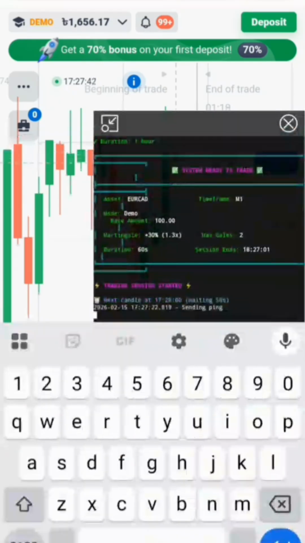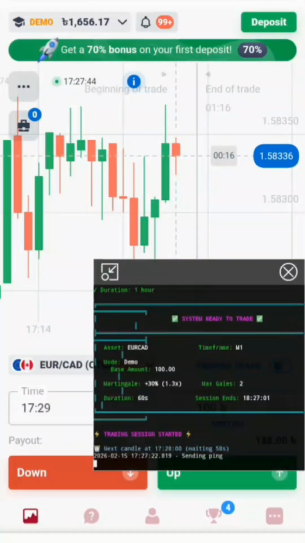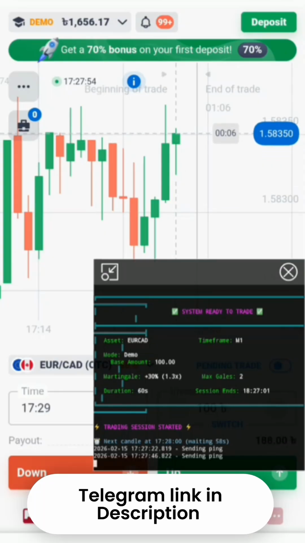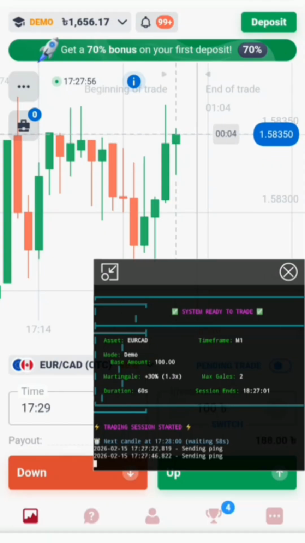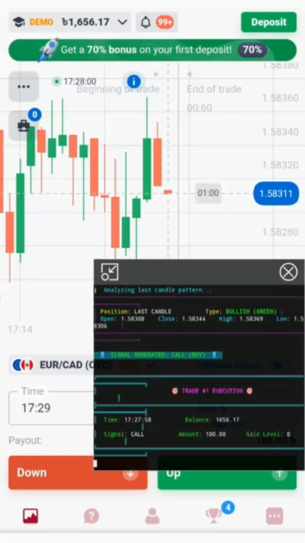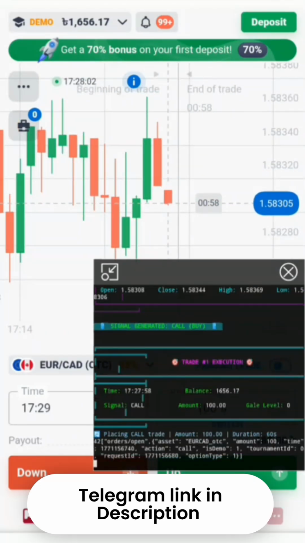But remember, no bot can guarantee 100% accuracy. This bot is designed to reduce emotions and follow a disciplined trading system, especially on the 1 minute time frame. If you are new, always use the demo account first and understand how the bot works.